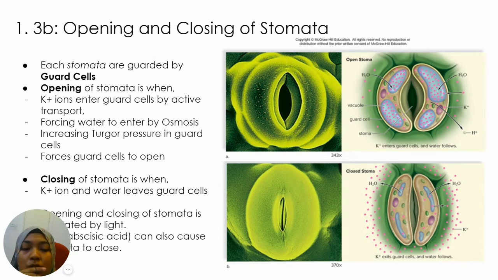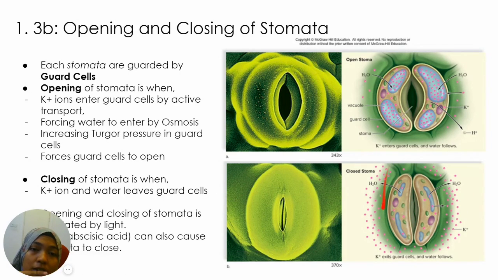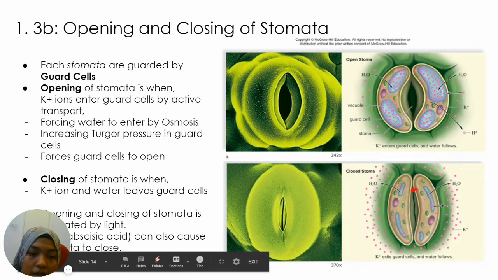The stoma closes when the earlier K plus ions and water molecules leave the guard cells, diminishing the earlier turgor pressure, hence causing them to close. And we will see here. We cut and close the hole.